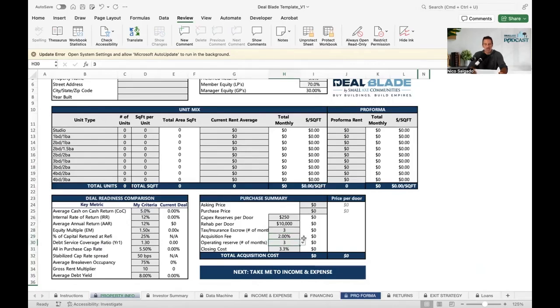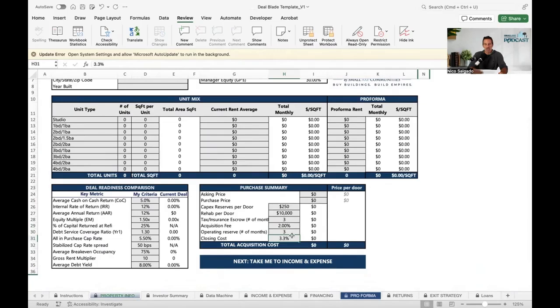Then there's the operating reserves of how many months you want for this to tally. It could be anywhere from 0 to 11 months of operating reserves. I typically recommend 3 months of operating reserves, and that calculates from your pro forma sheet. It's going to gather how much money you're going to need for year 1, let's say, and it's going to calculate 3 months of that. And then the closing costs are anywhere from 2.5% to 3.5%. I have it set right now at 3.3. You can change that if you want.